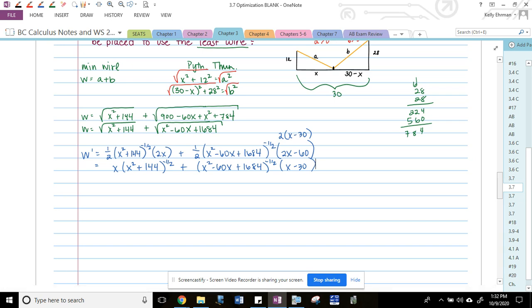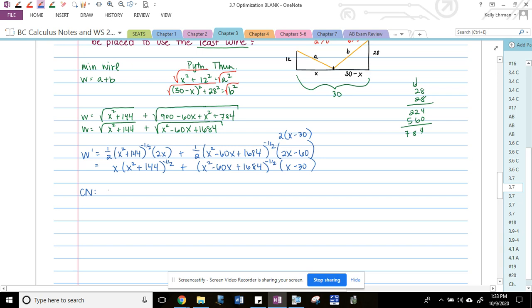Okay, so I'm trying to find critical numbers. I'm going to use my calculator. I want to know when this thing is 0 or undefined. So let's see, how do I want to write this? Oh, wait, somewhere in here, should I have a negative? It's 30 minus x. I don't think so. Okay, sorry, I'm just double checking my work here.